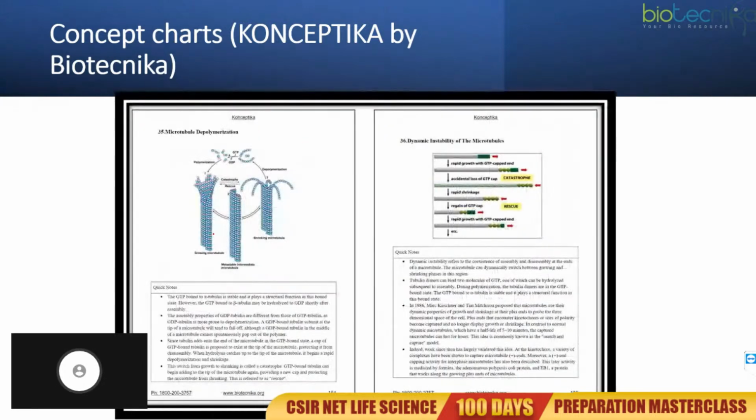Next, another example you can see from unit 2, where you need to know about microtubule depolymerization, and another topic is dynamic instability of the microtubules. So for that, you need to go through the textbook, right? We usually refer to CARP, right? But if you follow this chart, you have the figure, you know what is happening, and then you have the different steps, how it is occurring. So in very less time you can easily remember the difficult concepts, the difficult topics. So always prefer these concept charts whenever you are studying and preparing for the CSIR NET exam, and especially when you have just 100 days.